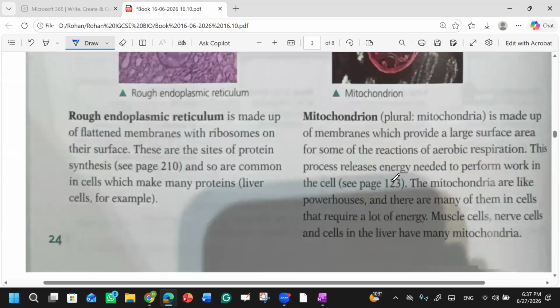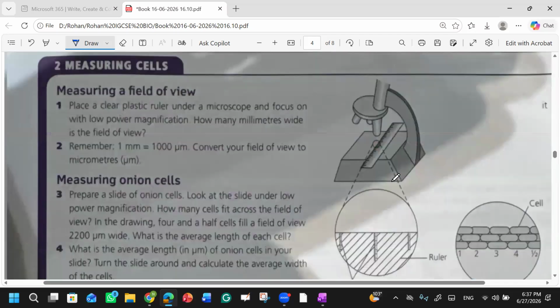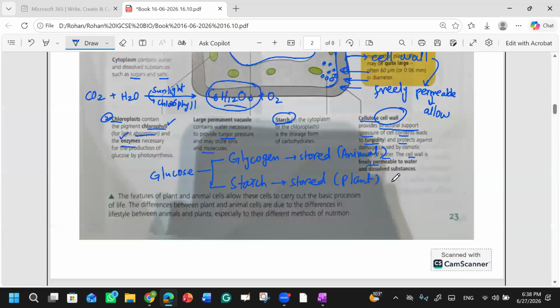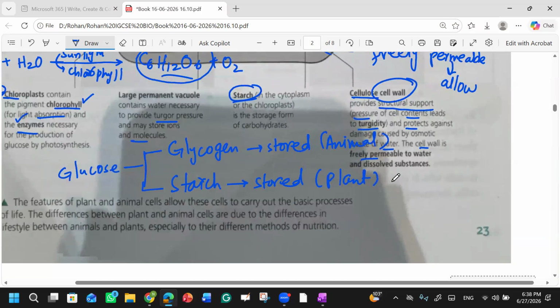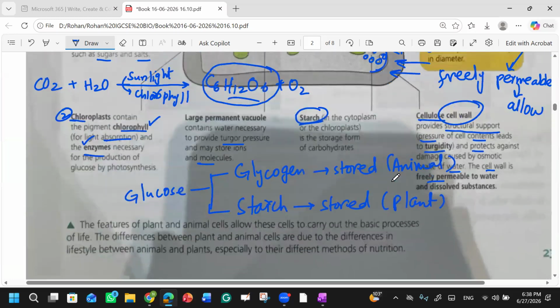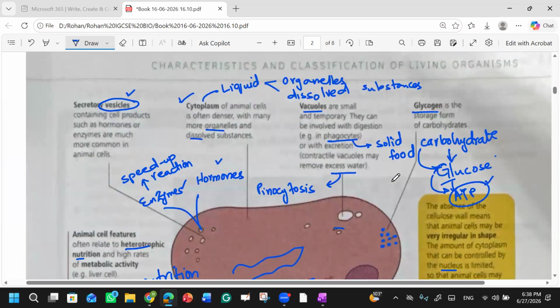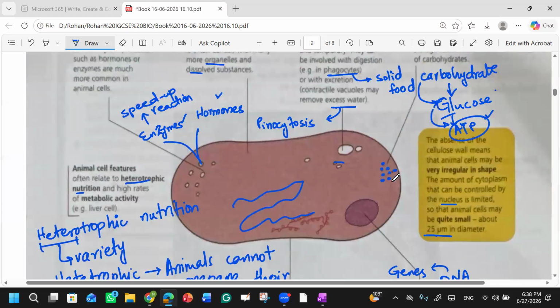Now they have mentioned the organelles, which we will discuss in the next class. Till now, if you have any confusion, you can ask me. This is the basic difference, and this is the most important difference. You must know all the basic things of the cell. In the next class we will discuss the specific organelles.